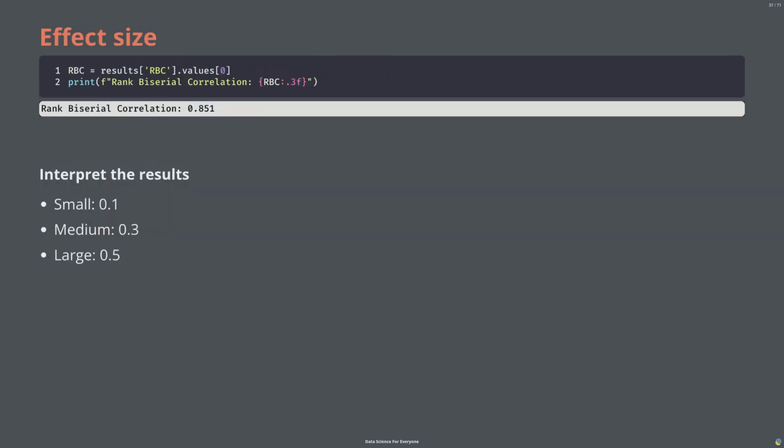To interpret our results, we look at the effect size of the test. Effect sizes of 0.1, 0.3 and 0.5 are considered small, medium and large respectively. Our effect size is around 0.85, indicating a large effect.